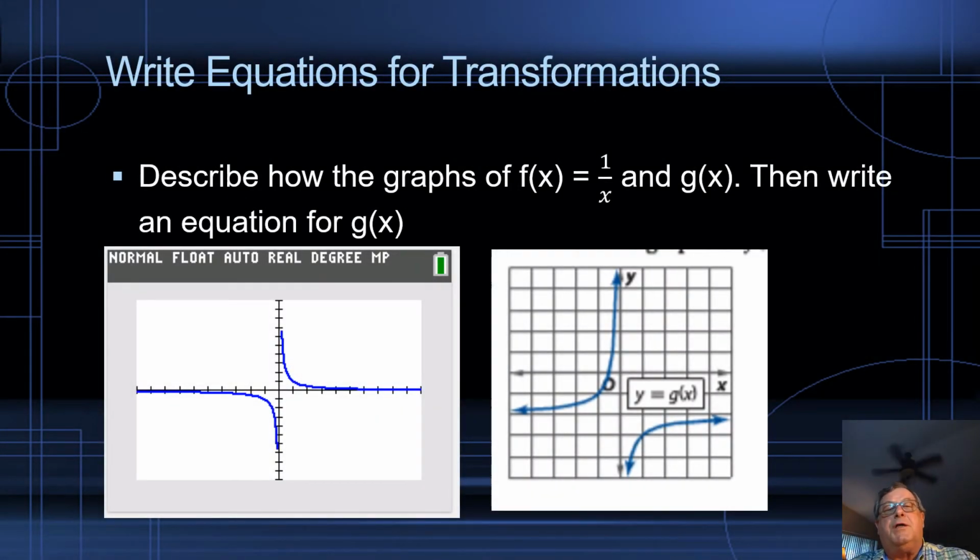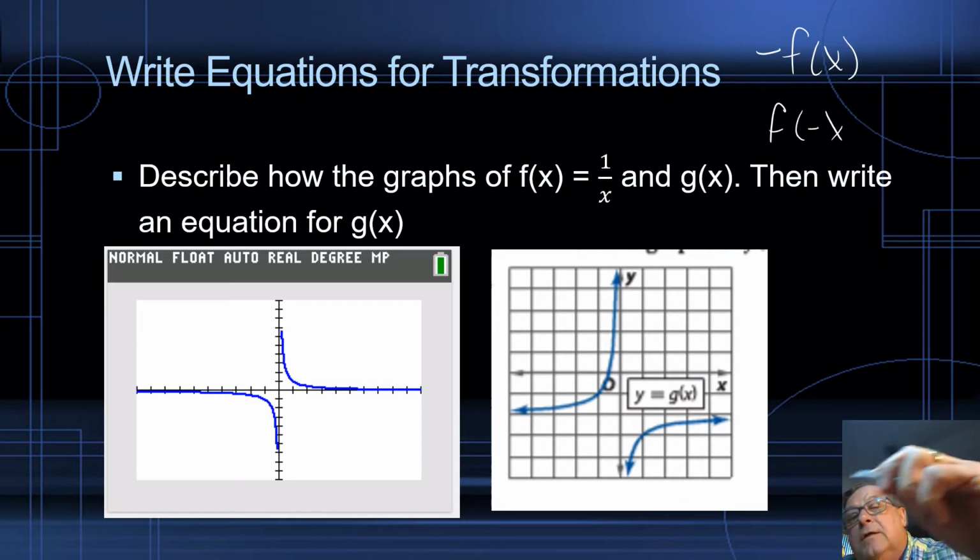Next up in our transformations are reflections. Another word for a reflection is a flip. It has flipped either across the x or the y axis. Now, if we have negative f of x, that causes a reflection across the x-axis, whereas f of negative x gives us a reflection or flip across the y-axis.